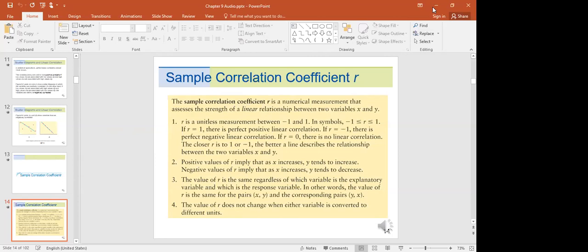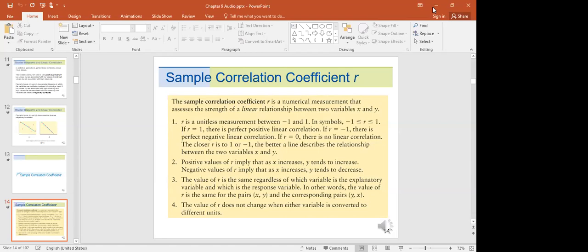So R is the sample correlation coefficient. The population correlation coefficient will be denoted by the Greek letter rho. I'm going to write that letter when we are on the whiteboard. So whether it's R or rho, when it is 0, there is no linear correlation. If R is positive, the relation is positive. If R is negative, the relation is negative. If R equals plus or minus 1, the relation is a perfect correlation.